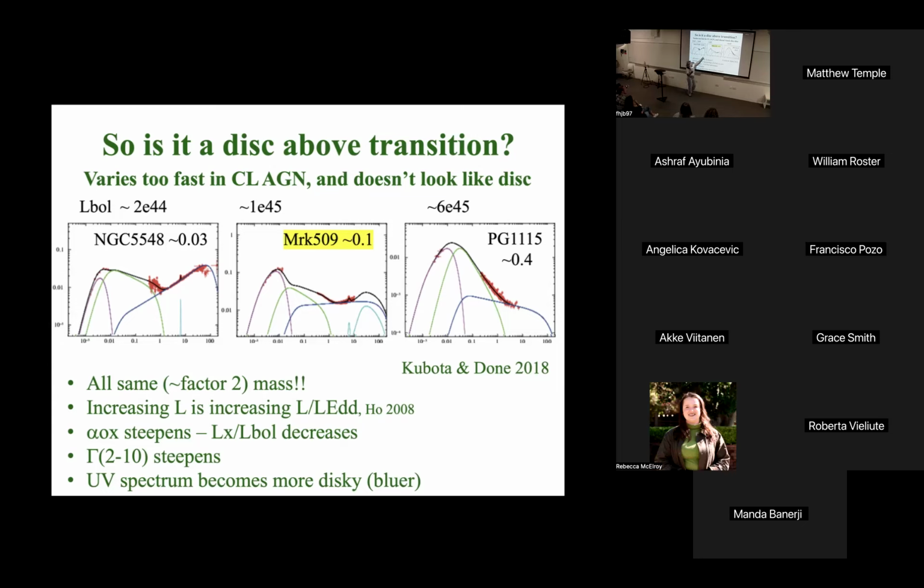So you can see that as the luminosity is increasing, because I've got constant mass, that's Eddington fraction increasing, this optically thick thing that doesn't fit very well to disk models comes up. The X-rays are getting steeper, but their luminosity is much the same. And so the alpha OX is getting steeper and steeper, which is something that was noticed a long time ago.